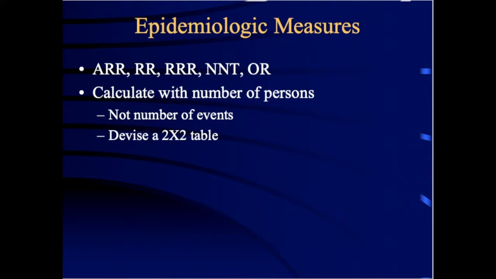So I do want to say just a few things about epidemiologic measures. These are your absolute risk reduction, relative risk reduction, number needed to treat, and odds ratios. And you can calculate these if they're not given. Remember, these are number of persons and not events. And you would have to devise a 2x2 table.